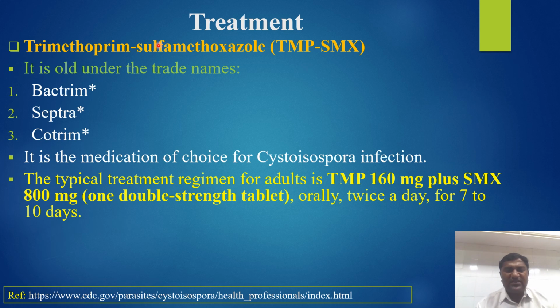So the treatment: trimethoprim-sulfamethoxazole, TMP-SMX, sold under the trade names Bactrim and Septra, is the medication of choice for Cystoisospora infection. The typical treatment regimen for adults is TMP 160 mg plus SMX 800 mg, one double-strength tablet orally twice a day for 7 to 10 days.